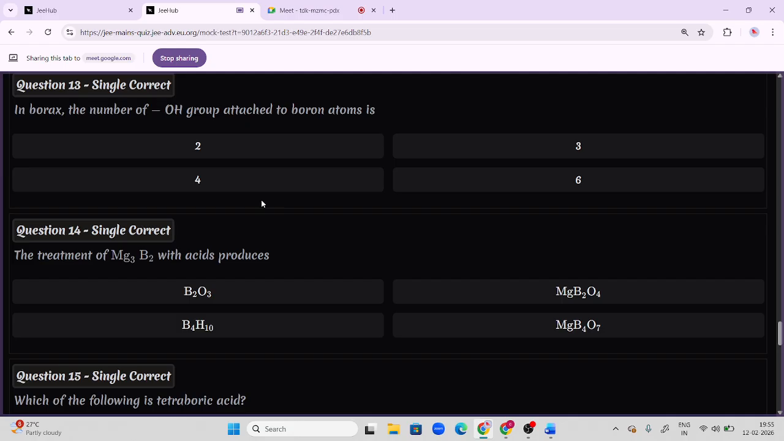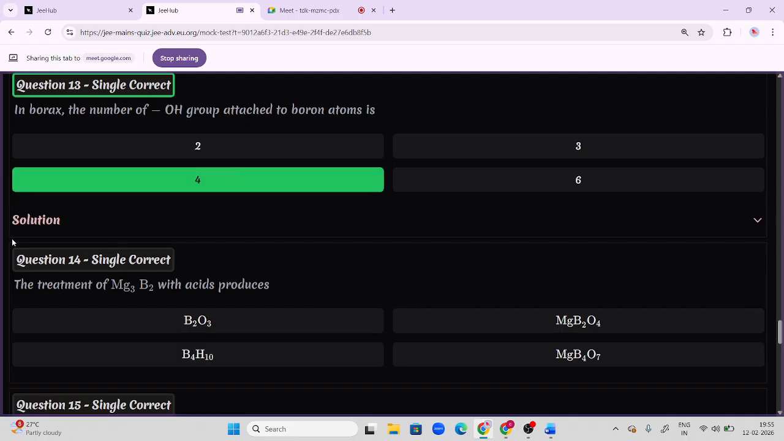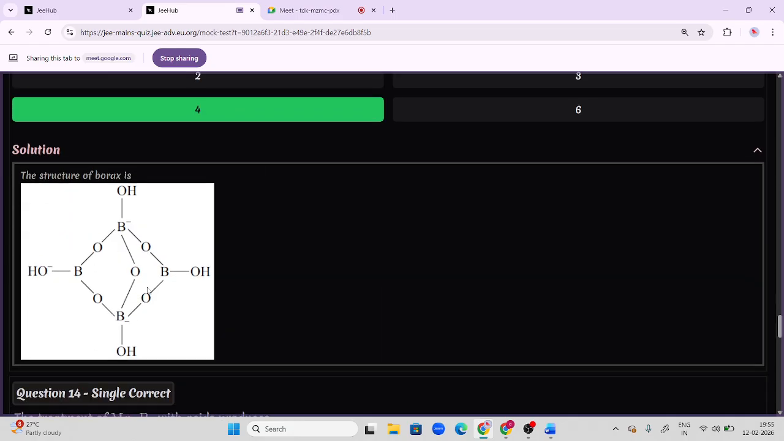14th or 13th, ma'am? 13th. It's 3, ma'am. It's 4. This is borax, isn't it? Each boron is bonded with OH here. Okay, tell me the hybridizations of boron here.